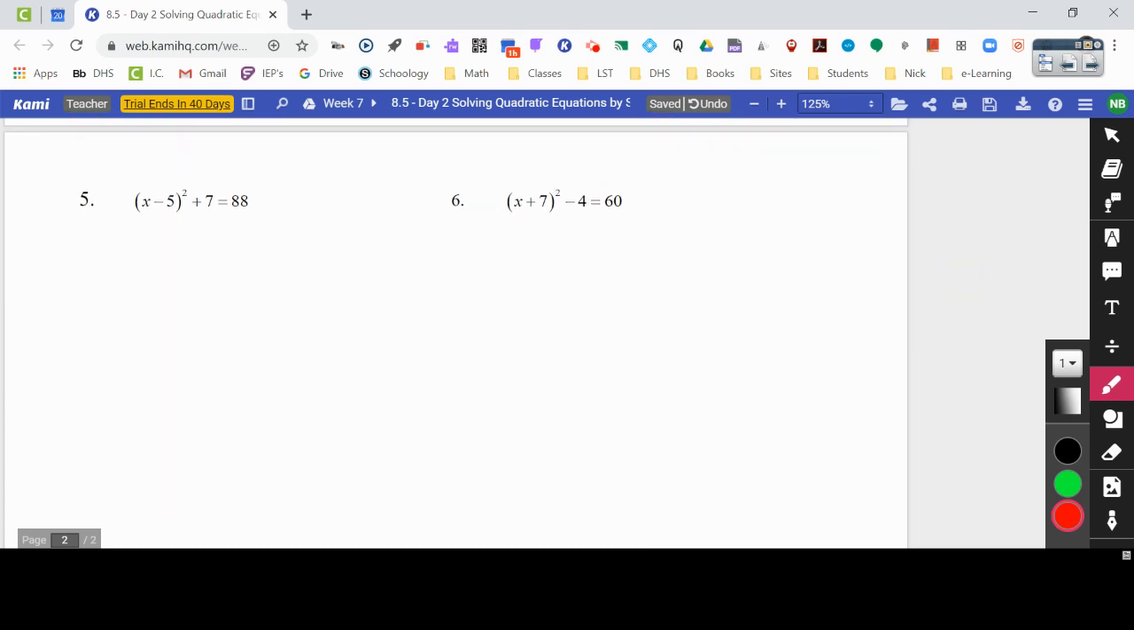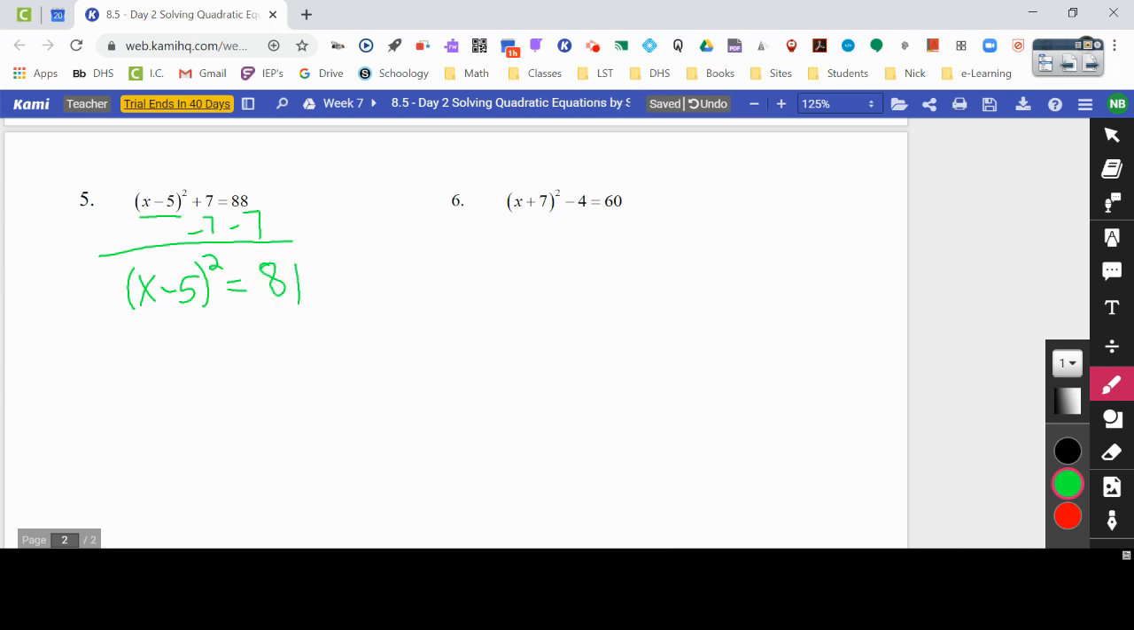All right, so in example 5, you have the quantity of x minus 5 squared plus 7 is equal to 88. All right, so here is my quadratic term, my quadratic expression, and it looks like it's being added by 7. So to isolate it, I need to subtract 7. All right, so now I'm going to bring down my quadratic expression of x minus 5 squared is equal to 88 minus 7, which gives me 81.